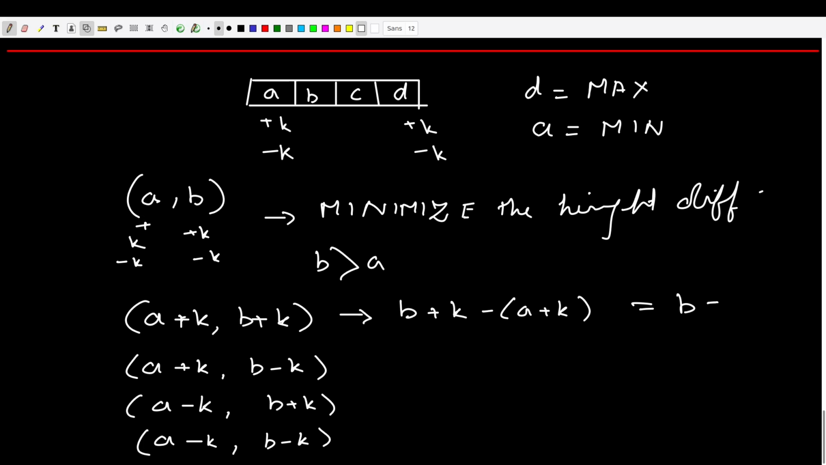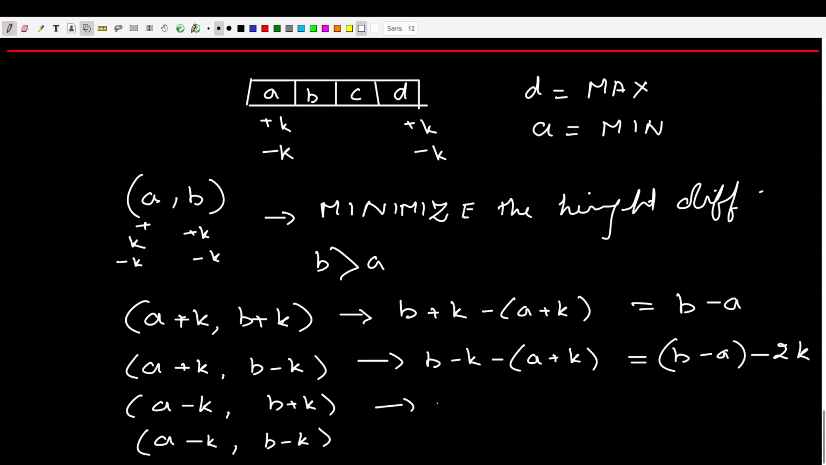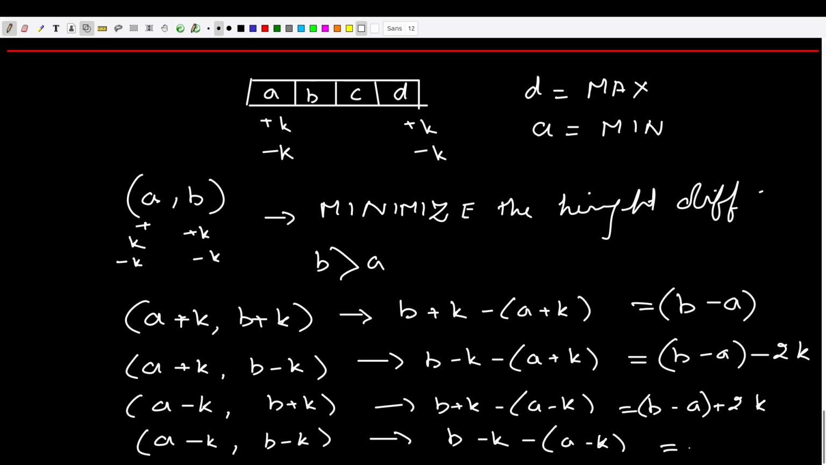This is equal to B minus A, right? Similarly here, if you go ahead and do it, this is B minus k comma A plus k, so this will be basically B minus A minus 2k, right? Similarly, let's solve this, which is B plus k minus A minus k. So this will be B minus A plus 2k. Okay, let's put B minus A in common, and here it will be B minus k minus A minus k, right? So this will be B minus A.